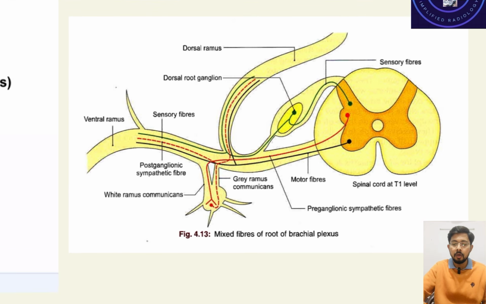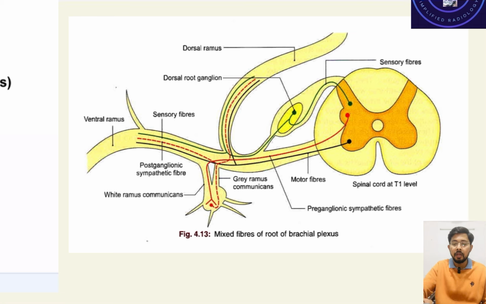So here this is a cross section at the level of the spinal cord at the level of T1. In the spinal cord, in the dorsal aspect, there are a few sensory fibers which bring sensation from the upper part of the body to the spinal cord, and there are motor fibers in the ventral root which carry motor signals to the upper part of the body. These both fuse and divide into two, the dorsal ramus and the ventral ramus. So this ventral ramus will take part in the formation of the brachial plexus.